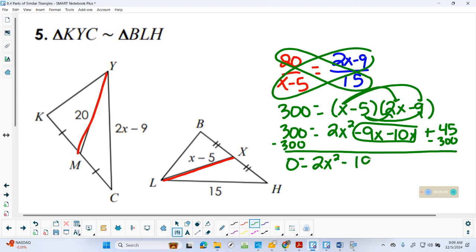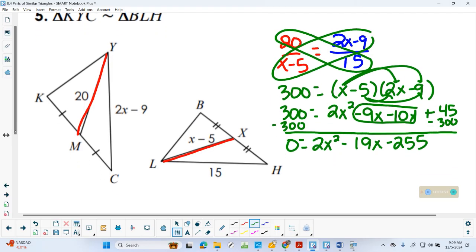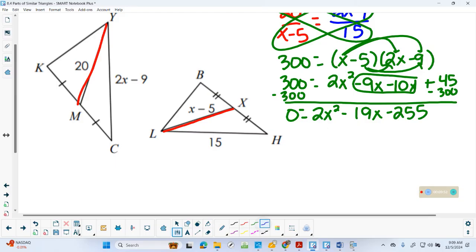Negative 19. Got it. You might need your calculator for that. What's 45 minus 300? Negative 255. Okay, I'm going to scroll this up a little bit because I feel like I'm at the bottom, and we've got some work to do. I would do this on my calculator all day long because to factor this, you have big numbers, big.